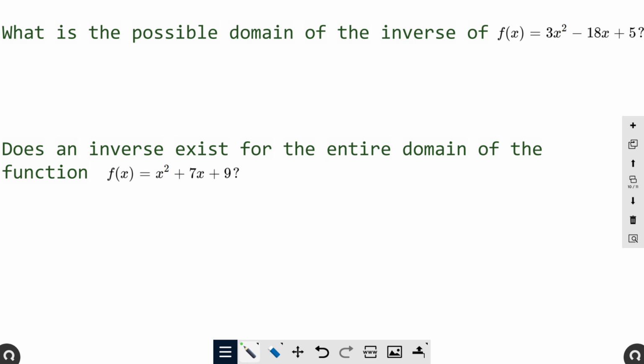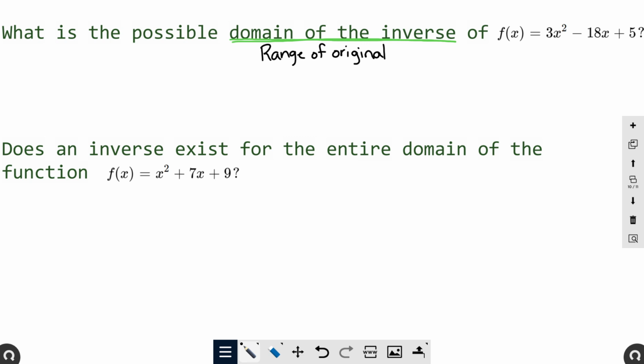All right, last 2 questions. I know they're kind of stuffed up there in the middle. I put these out of order and didn't mean to. But let's look at this first question. What is the possible domain of the inverse of this function? So we are looking for the domain of the inverse, which is the same as the what? So if we can find the range of the original, we can tell the domain of the inverse.